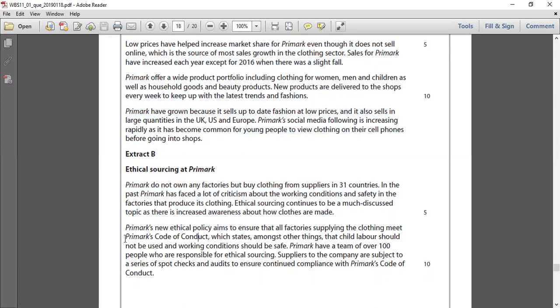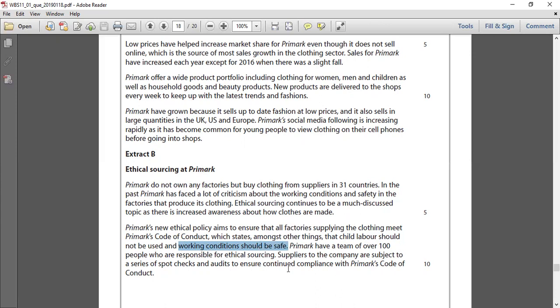They have their own code of conduct. It states, amongst other things, that child labor should not be used, and working conditions should be safe. The criticism previously came from these two angles, child labor and unsafe working conditions. But now they have a huge protocol to carefully conduct these things. They are monitoring, they are not using child labor, and they have safe and sound working conditions for the employees.